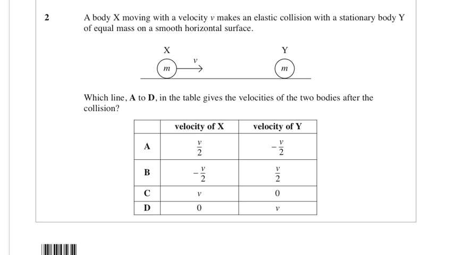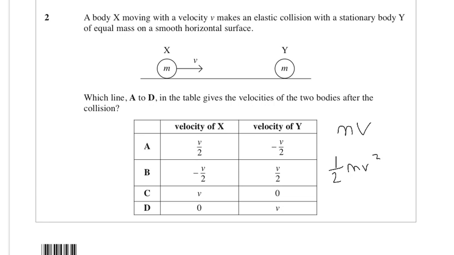So question 2. A body X moving with velocity V makes an elastic collision with stationary body Y of equal mass on a smooth horizontal surface. Which line A to D gives the velocities of the two bodies after the collision? Okay, so the total momentum going in is mv, so whatever the momentum is afterwards, it would have to add up to mv. And if it's elastic, you also know the two kinetic energies should add up together to give you half mv squared.